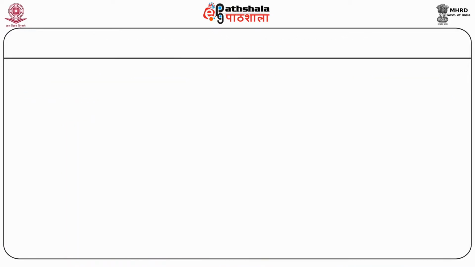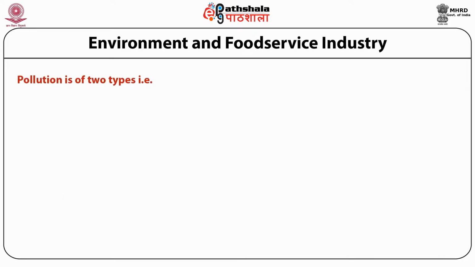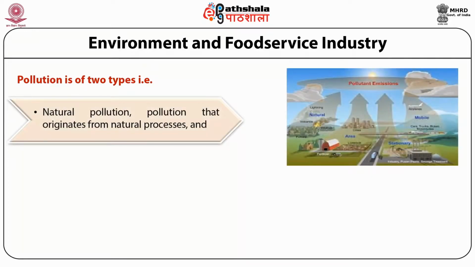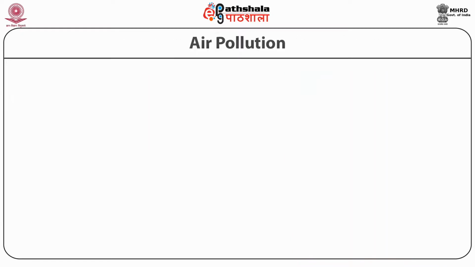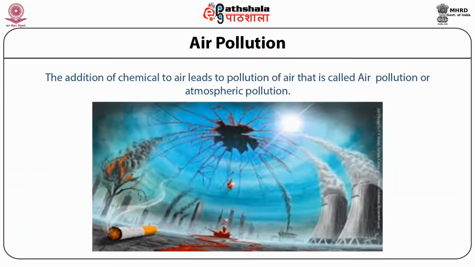But I believe initially we must understand how the environment is affected by the pollution caused by food service industry. Dear students, pollution is of two types, that is natural pollution and artificial pollution. The natural pollution is the pollution that originates from natural processes, and the artificial pollution originates from the activities of human beings. Here, we are more concerned about the second type of pollution, which we all cause. It can be of various types, which we'll be discussing one by one. Air pollution is one of the main types of pollution. The addition of chemicals to air leads to pollution of air, which is called air pollution or atmospheric pollution.